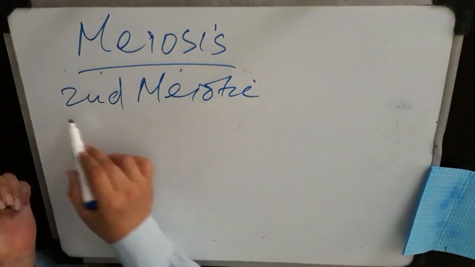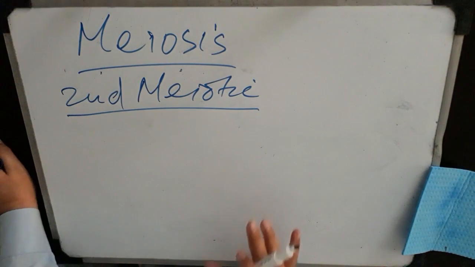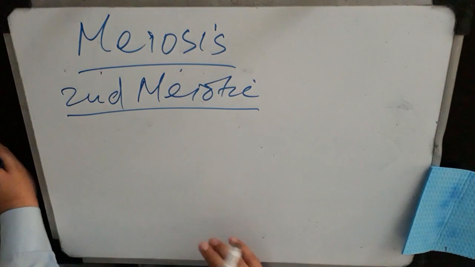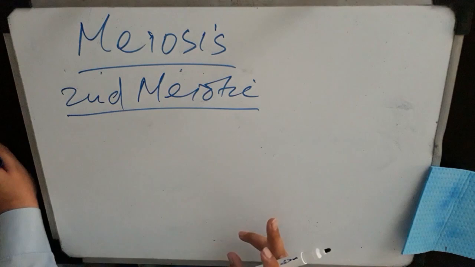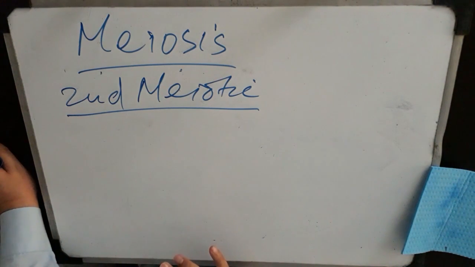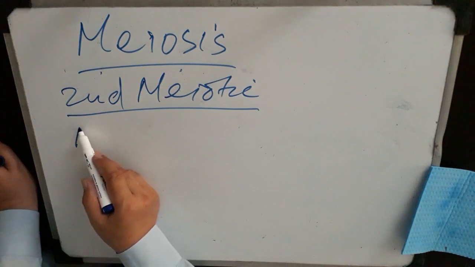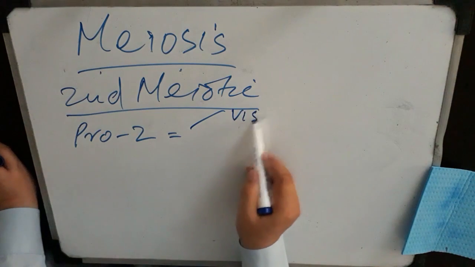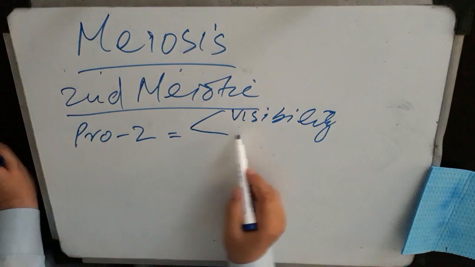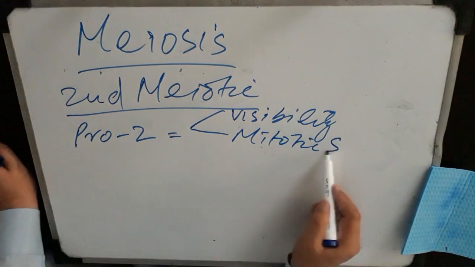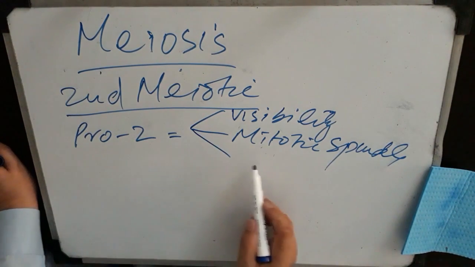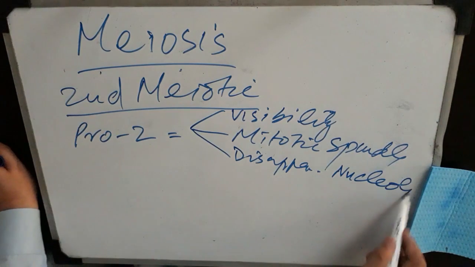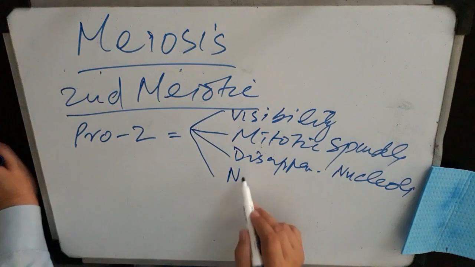The second meiotic division is just like mitosis, except there are 23 chromosomes taking part. In mitosis, 46 chromosomes; here 23 chromosomes, but the events are the same. So first is prophase 2. Four things: visibility of the chromosomes, then mitotic spindle formation, then the disappearance of nucleoli, and rupture of the nuclear membrane.